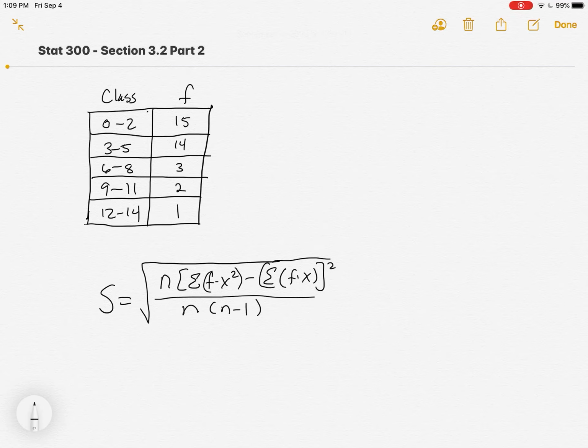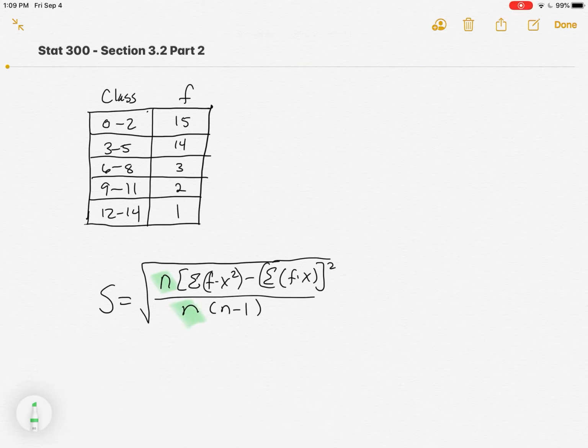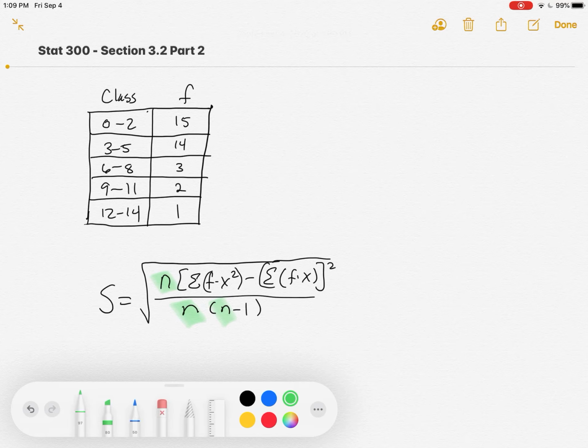So let's start figuring out some things. Let me highlight, and I'll do it in green again like I did the last time, the n. So the n for us is the number of data points. Now the number of data points is not 5. If you think it's 5, then you don't understand frequency tables. That's a very common misunderstanding that we want to have worked through in Chapter 2 and get reinforced here. The number of classes is 5, but there's 15 data points in that first class, followed by 14, followed by 3, followed by 2, followed by 1.